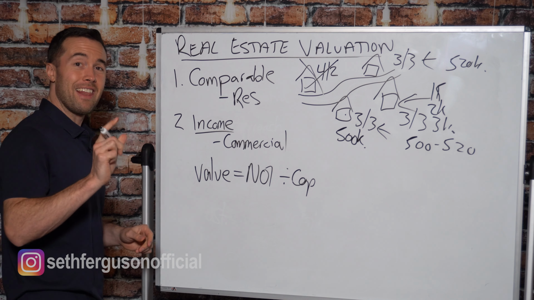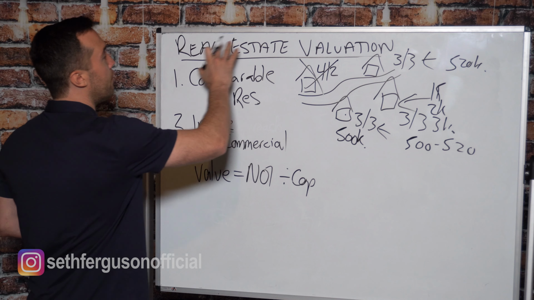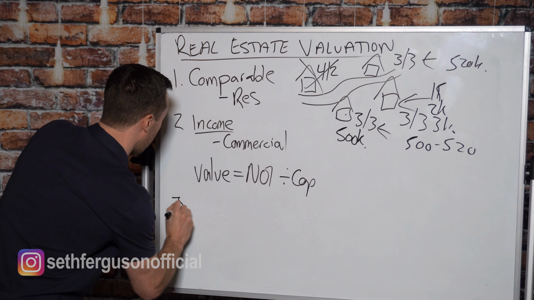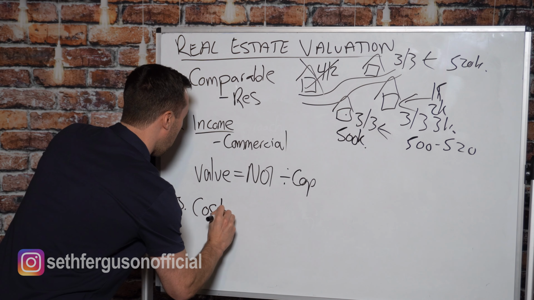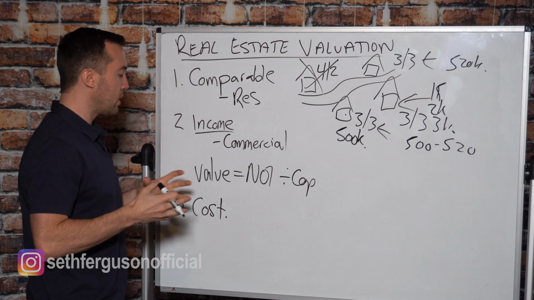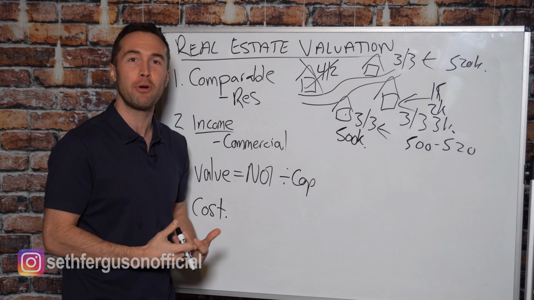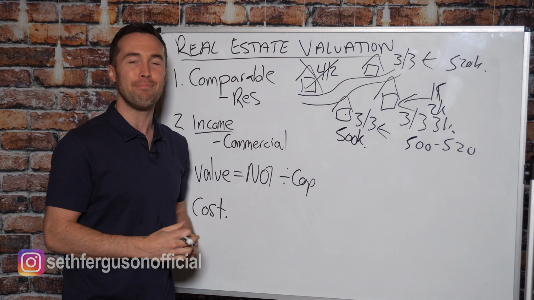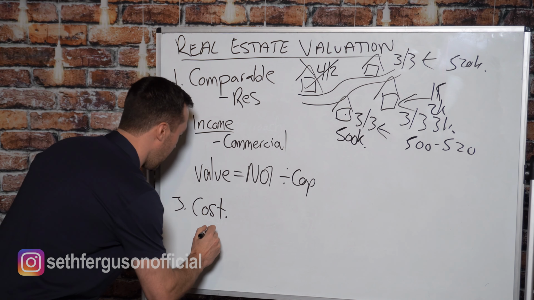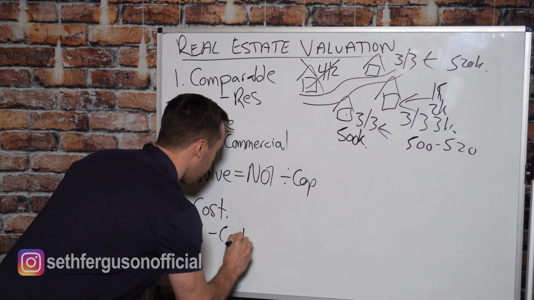And last but not least, the third method of valuing real estate is what's called the cost approach. Now, what the cost approach does is we're going to take a look at how much it would cost to actually reproduce the property, build it from scratch again. And then, so let me write this down. So cost to build.